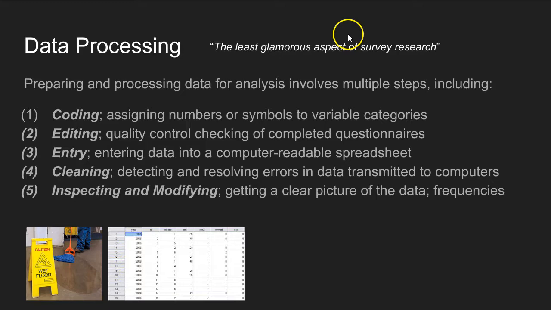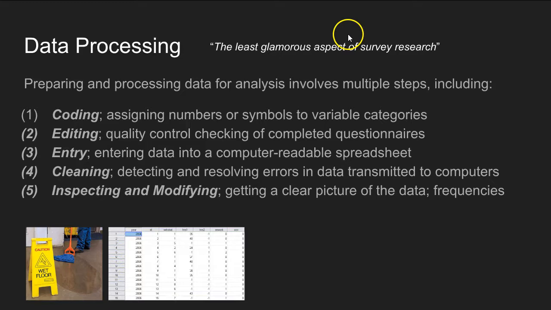So you can think about data processing, preparing and processing data for analysis, in terms of 5 basic steps. The first step is coding. And in coding, you're assigning numbers or symbols to different variable categories. So a very simple example of this might be, you indicate on a survey questionnaire whether a respondent is male, female, or some other non-binary classification such as transgender. And you might assign a number to each one of those categories.